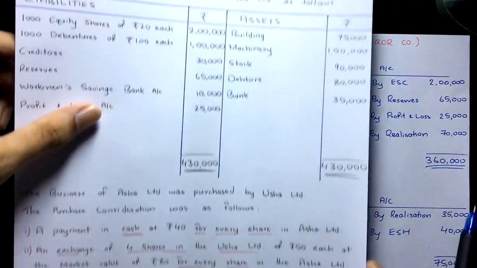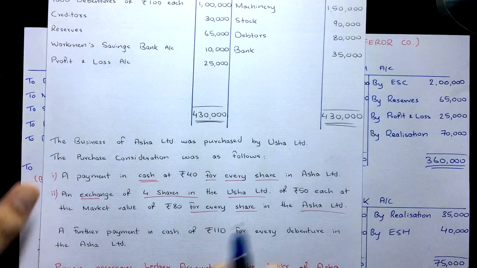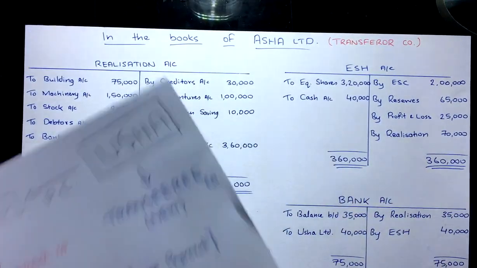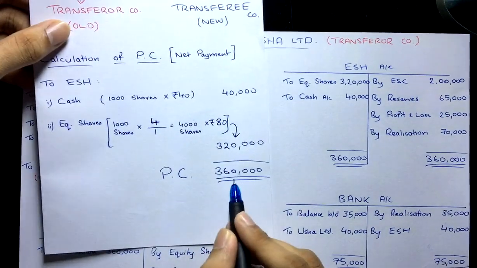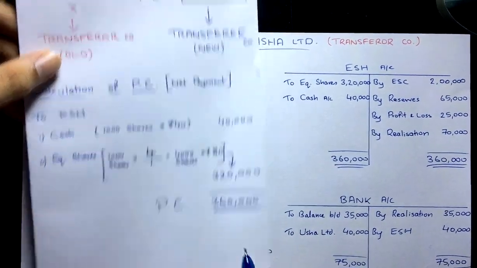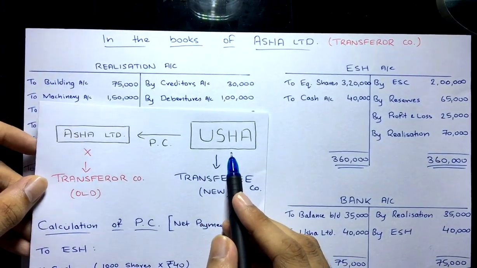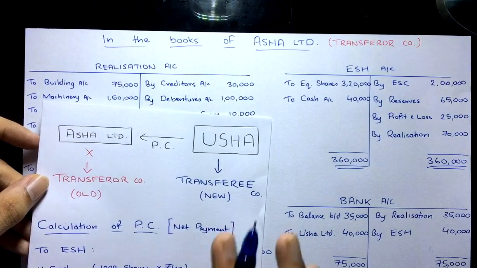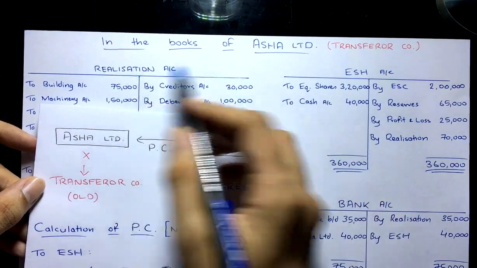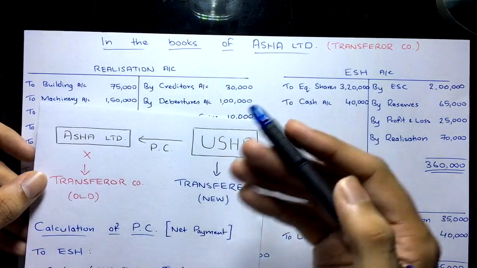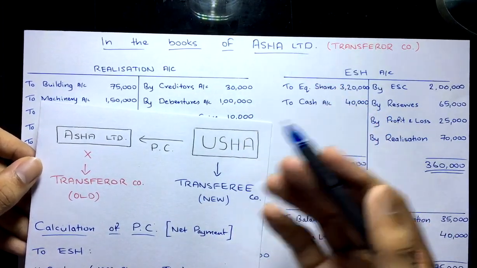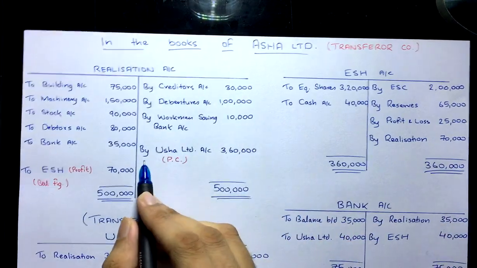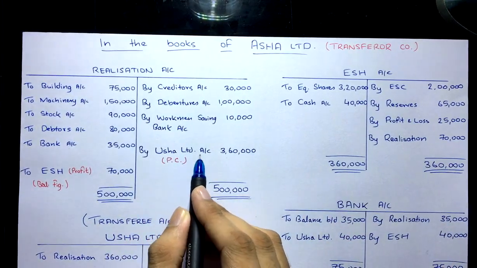Right, and then what you have to do is take the purchase consideration in the realization account. See here, what was the purchase consideration? Purchase consideration was 3,60,000. And who is going to give this purchase consideration? Usha company. Yes, this transferee company has to pay purchase consideration to us. Now here we are preparing the accounts in the books of Asha Limited, so we have to think from the point of view of Asha Limited. So we are supposed to get PC from Usha. Yes.